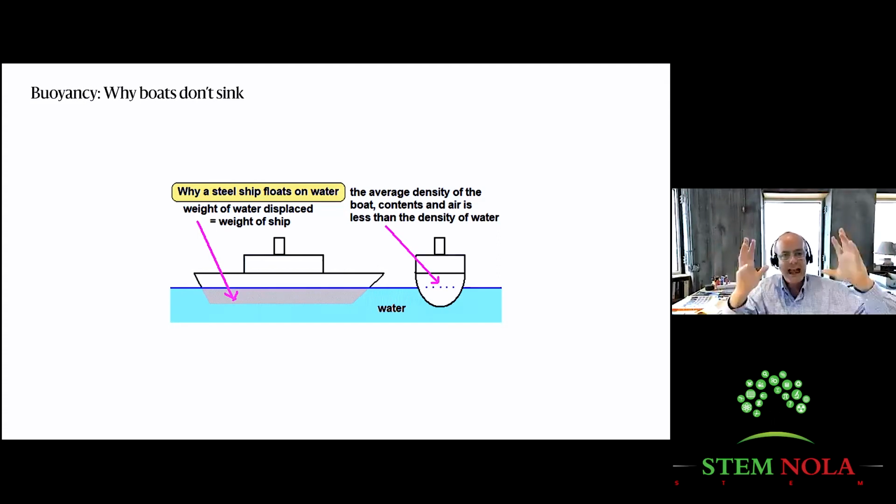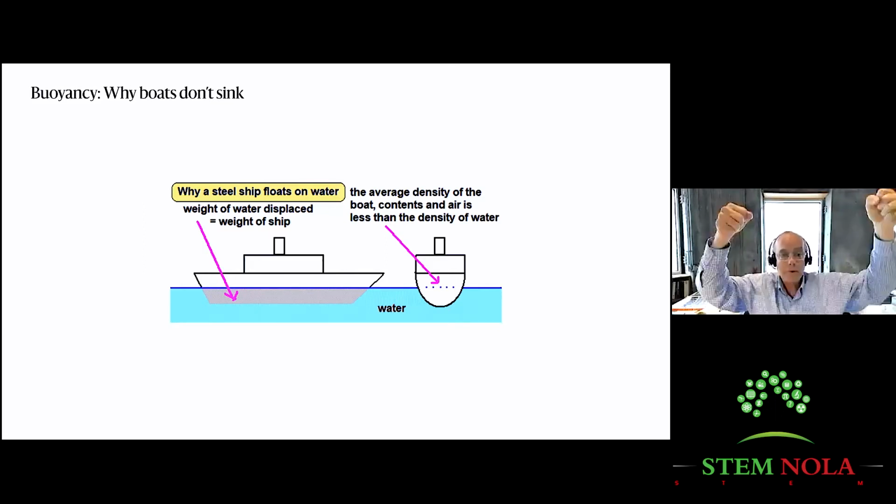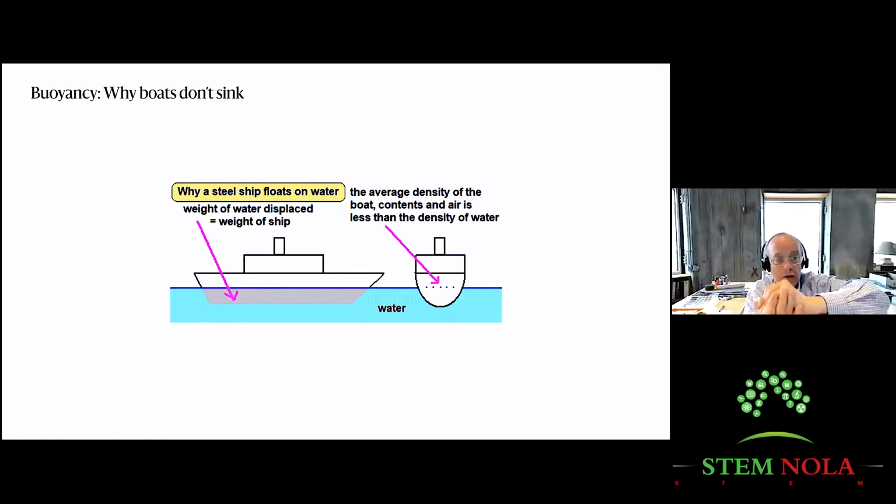And so the total weight and the total volume gives you a density. And the air weighs a lot less than water, is a lot less dense than water. So the combination of the air and steel makes something that is less dense. And the neat trick is, if you want to know how high or low the boat will float in the water, the weight of the water that gets displaced as you put the boat in the water is identically equal to how much that boat weighs.